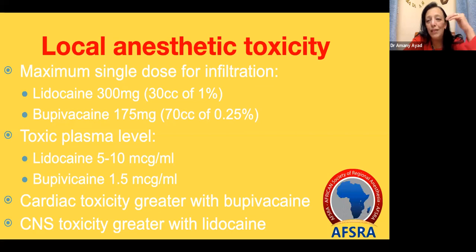For bupivacaine, we have a higher level, a wider limit for safety and volume. The toxic plasma level universally agreed on is 5 microgram per ml for lidocaine and 1.5 microgram per ml for bupivacaine. The cardiac toxicity is, of course, greater with bupivacaine, but the CNS toxicity is noticed more with lidocaine. What about the steroids?